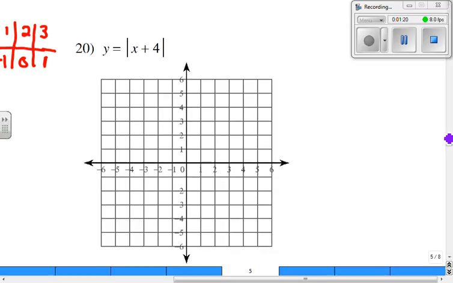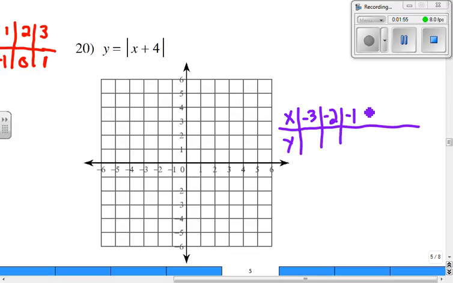Okay, now we're asked to graph the equation, and in this case, we have an absolute value. So I'm going to make a quick table to give myself somewhere to start. Once again, if you're not told where to start, a good rule of thumb is to start with negative 3 to 3 and see where that leads you. You may need more points, but it's a good place to start.